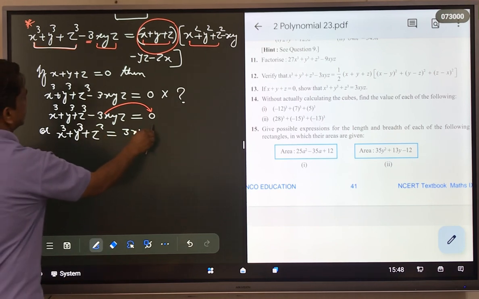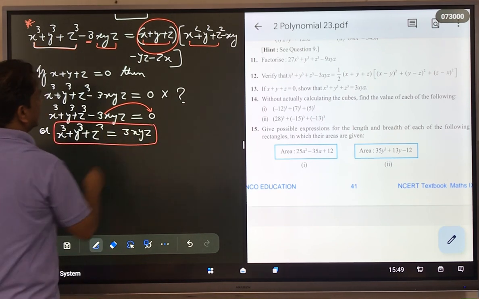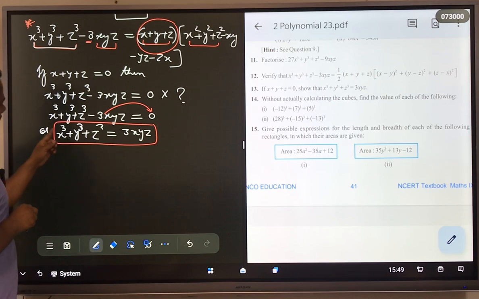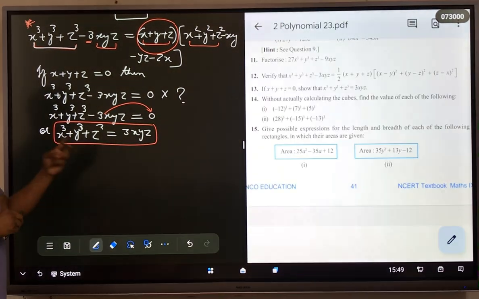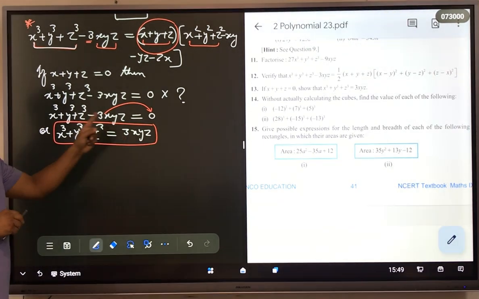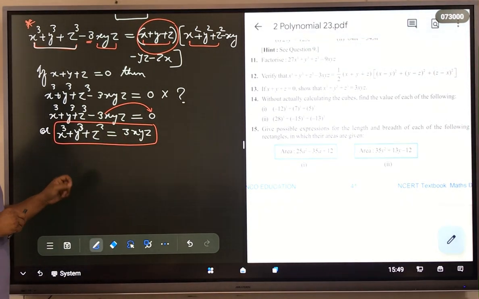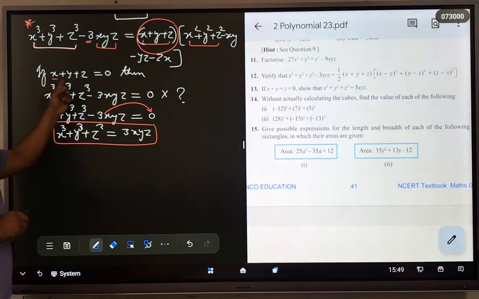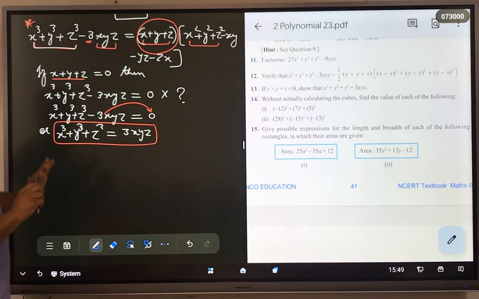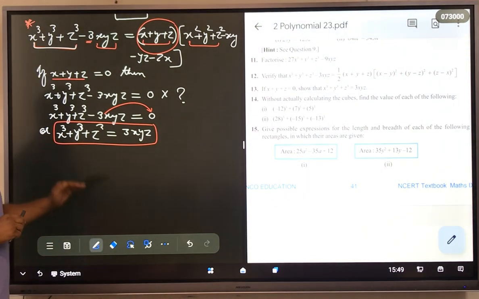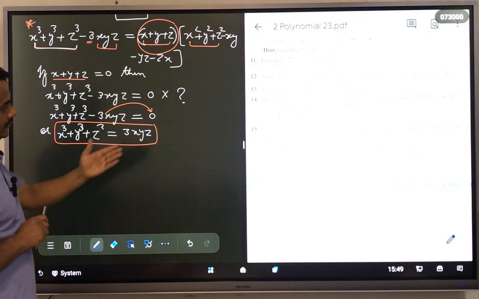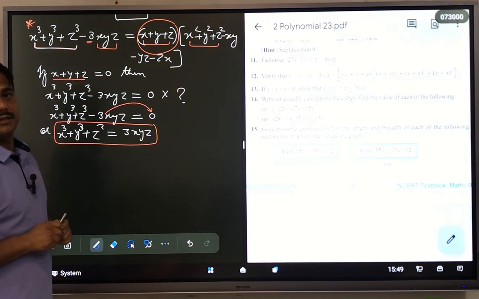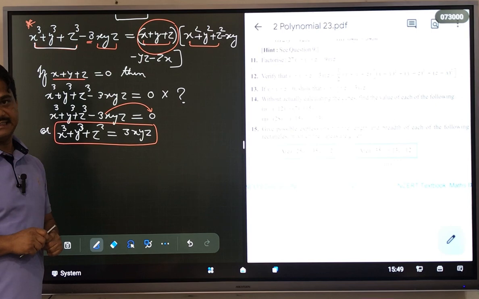What is the meaning of this statement? The meaning of this statement is that the sum of the cubes of three quantities is equal to 3 times their product. But when does this 3 times product exist? When their linear sum is 0. So this is the special case in this identity.